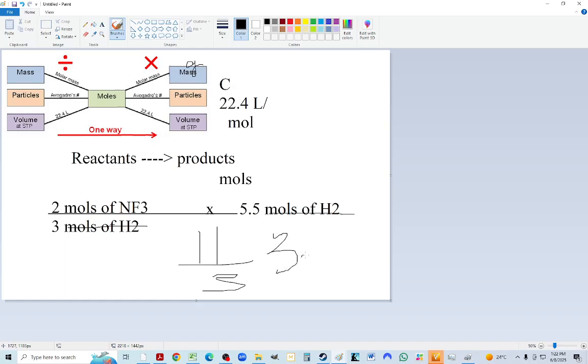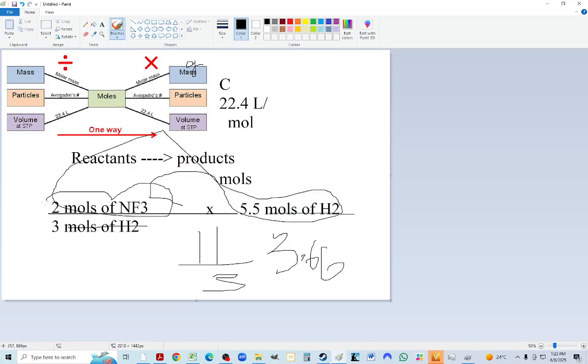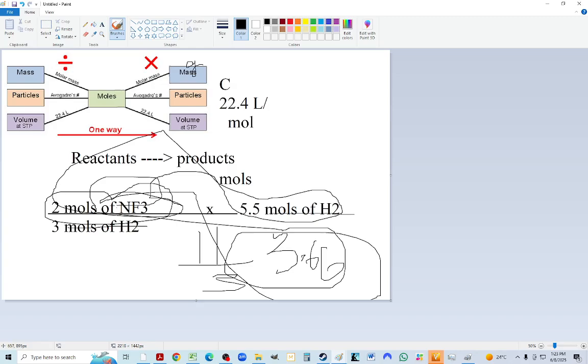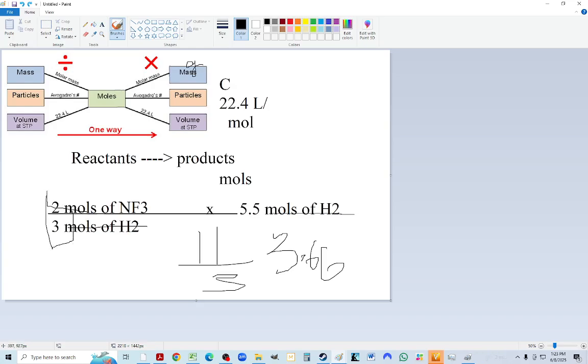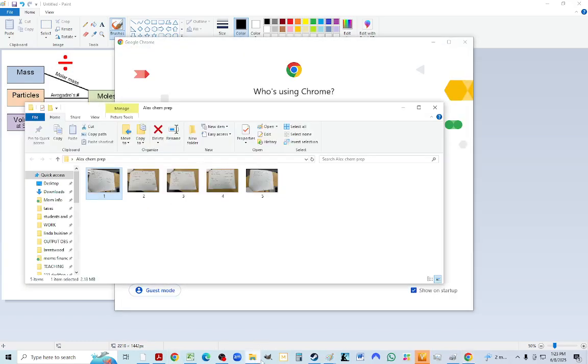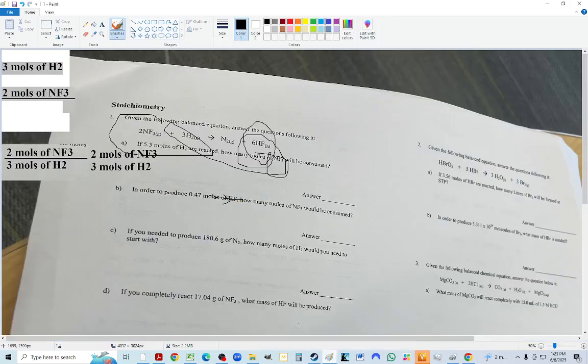So it's like 3.66666, which means for every 5.5 moles of hydrogen I consume, I need a corresponding 3.666 moles of NH3. That's what it means, which makes sense because the ratio here is 2/3. All these questions are like this, except that sometimes it's going to ask you instead about grams, like this question.